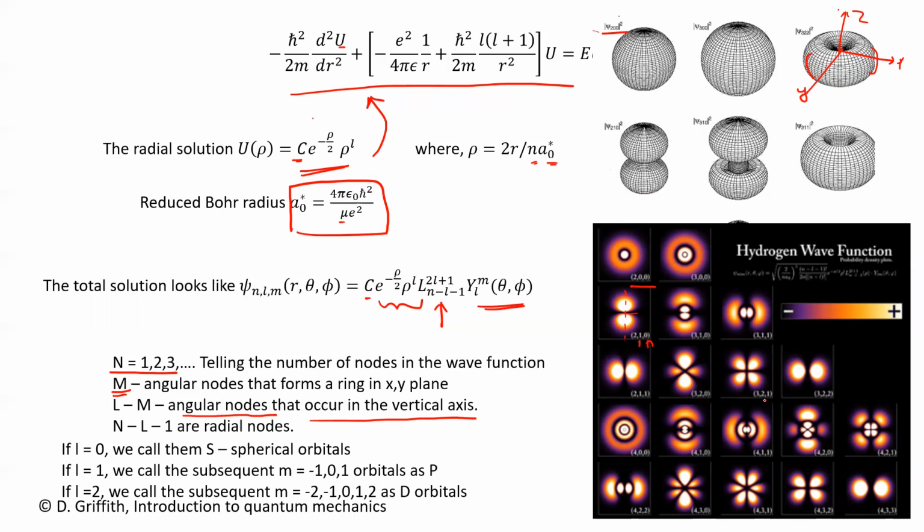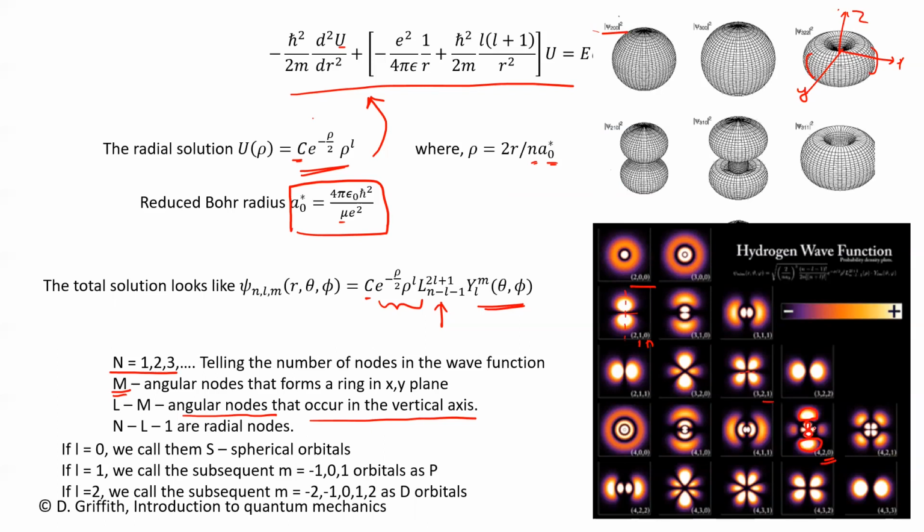Similarly, let's say you have 2 minus 1 here. You have one node in the vertical axis. So let's take the example of 2. You have two nodes in the vertical axis, right? So you have one node here, another node from these two, right? These two will form another node, and you have another node because of these two.